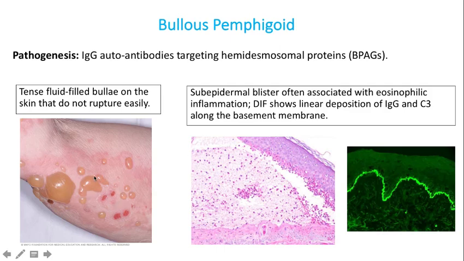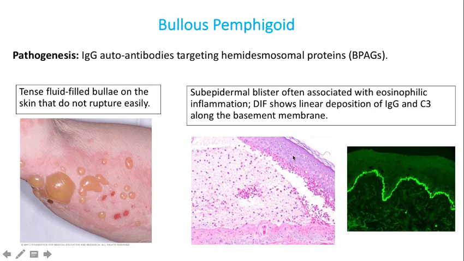Okay? If you were to biopsy one of these blisters, because the antigen is at the hemidesmosomal level, the split happens beneath the epidermis. So we have the entire epidermis intact, and then we have a blister, a space beneath the epidermis. We often have a lot of eosinophils inside the space. It's associated with bullous pemphigoid, but the key is a subepidermal blister, not an intraepidermal blister in BP.